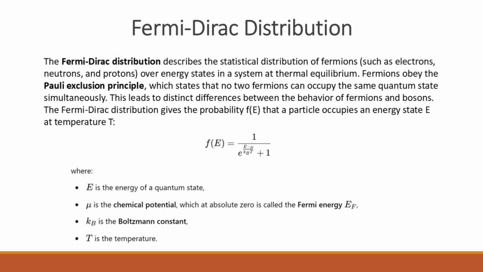Fermi-Dirac distribution applies to fermions, such as electrons and protons, which follow the Pauli exclusion principle. This principle states that no two fermions can occupy the same quantum state simultaneously. The Fermi-Dirac distribution gives the probability that a particle occupies an energy state at a given temperature. It's essential for understanding the behavior of particles in systems like metals and semiconductors, especially at low temperatures.